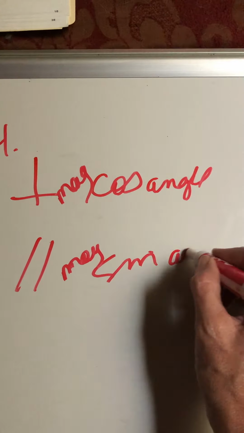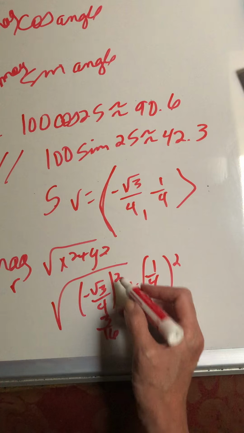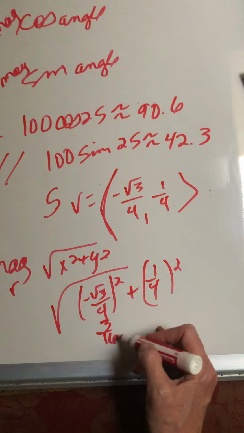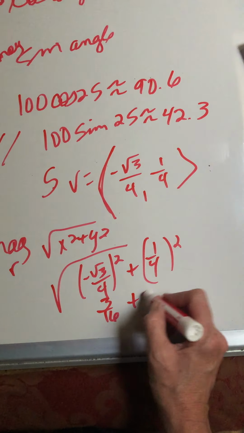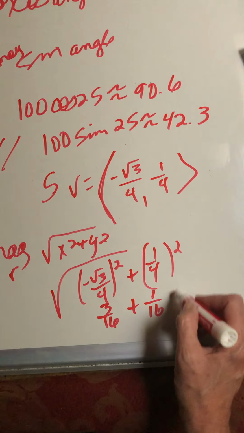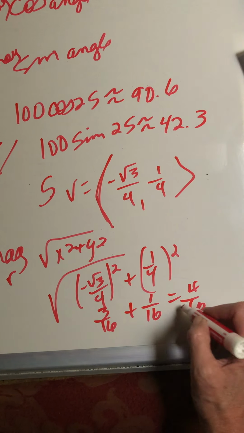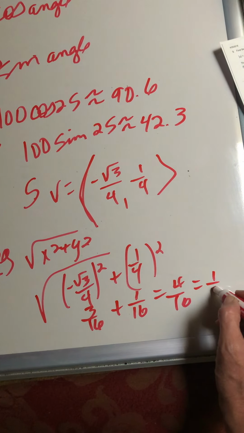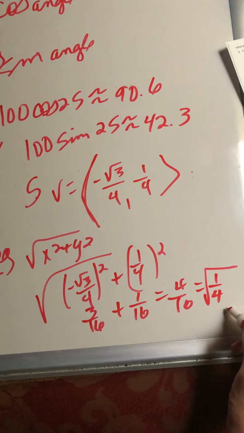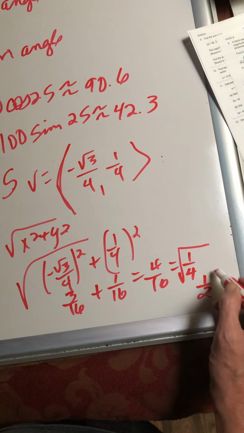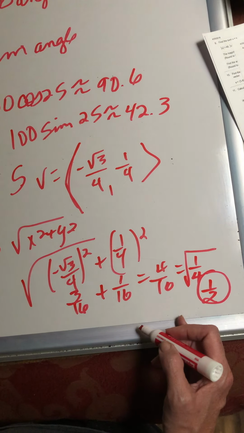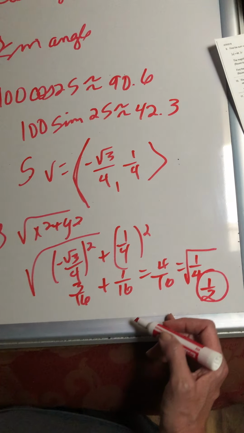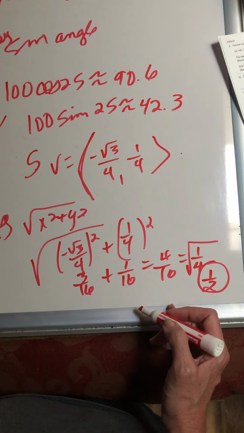So that would give me 3 over 16, because the negative square root of 3 squared is 3, 4 squared is 16, plus 1 over 16, which would give me 4 over 16. That reduces to 1/4, and then I do the last thing, I square root it. So don't forget to square root it. So there's your magnitude for this. Again, your magnitude should always be positive because it's distance.